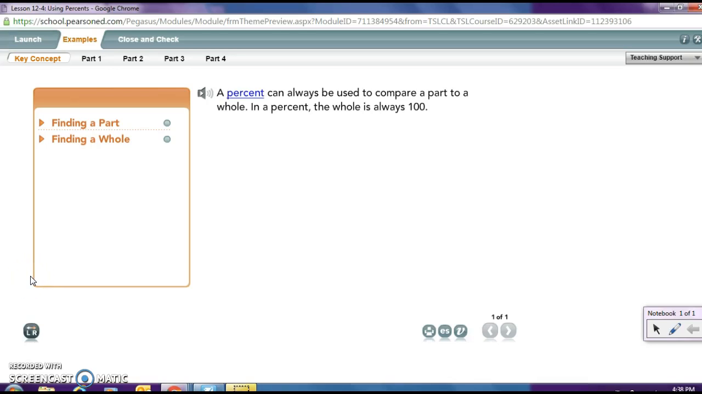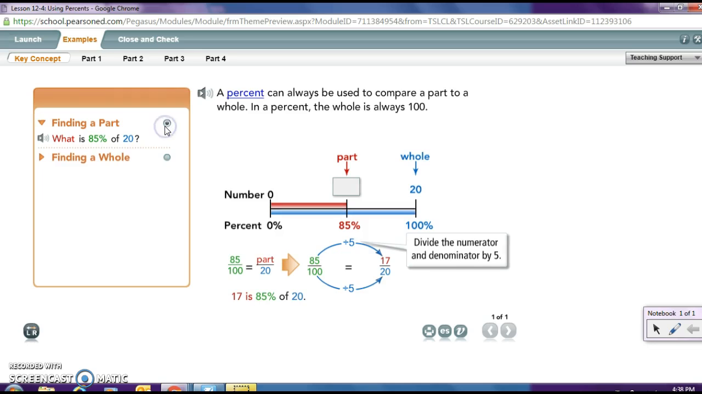A percent can always be used to compare a part to a whole. In a percent, the whole number is always 100, which we learned last week. So bear with me while I explain this. Finding a part, you need to know that if a question were to ask you, what is 85% of 20, we're going to set it up like this.